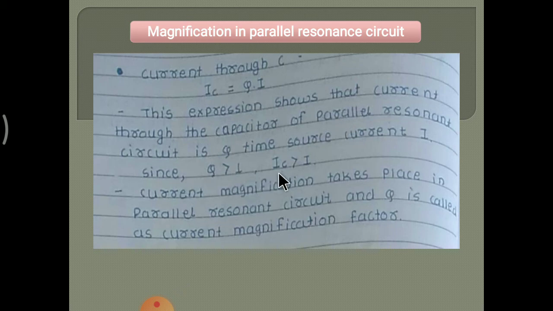At that condition only, this IC is equal to Q into I condition is satisfied, and so current magnification takes place in parallel resonant circuit. Q is called the current magnification factor. So the Q factor, the quality factor, is the current magnification factor. At that condition IC is equal to Q into I when Q is greater than 1 and IC is greater than I.